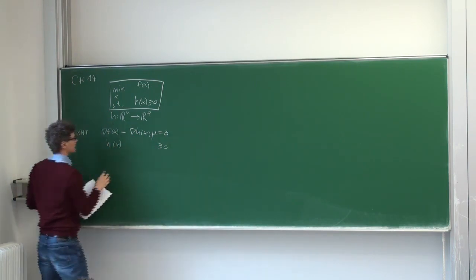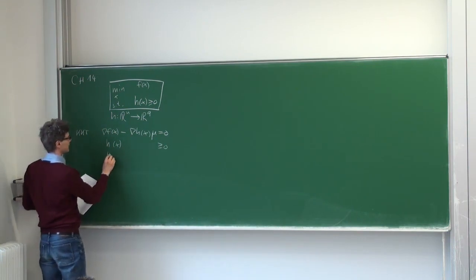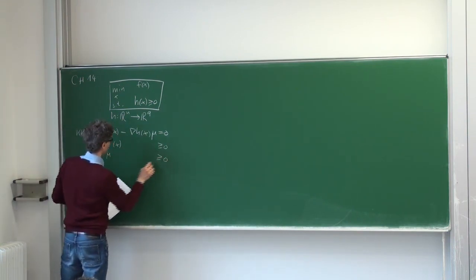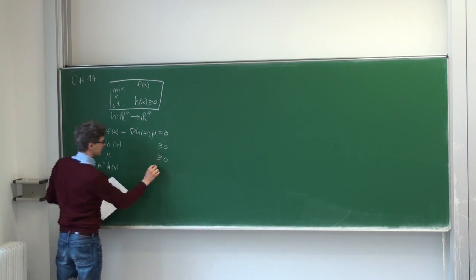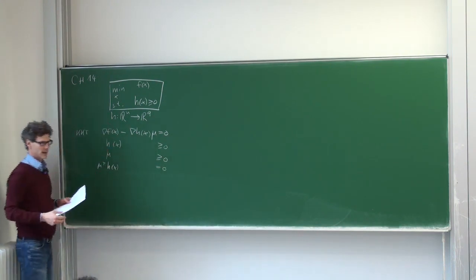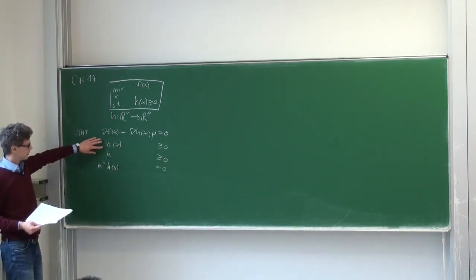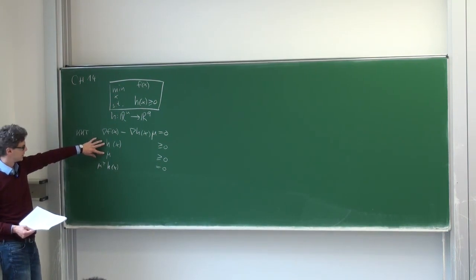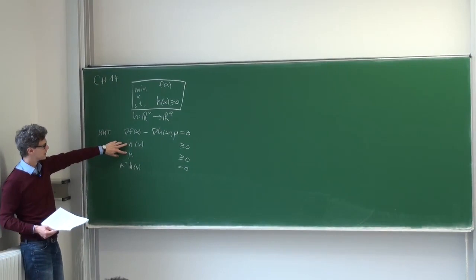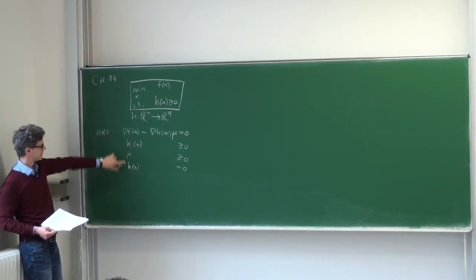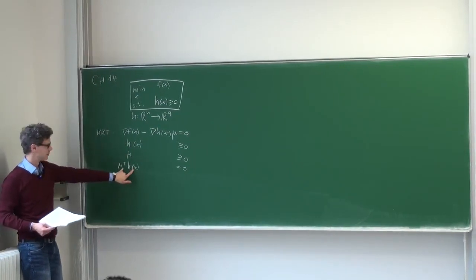So this is the Lagrange gradient that should be 0. The multipliers should be positive, and the product of multipliers and inequalities should be 0. And here is a very compact way to write what I want to say, namely that the h and the mu should both be positive for every component, and their product should be 0 for every component.